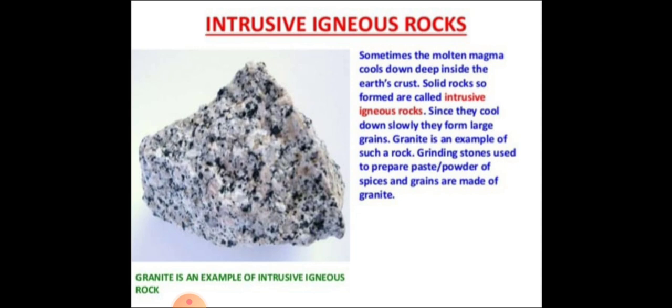Intrusive igneous rocks. Sometimes the molten magma cools down deep inside the earth. Solid rocks so formed are called intrusive igneous rocks. Since they cool down slowly, they form large grains. Granite is an example of such a rock. Grinding stones used to prepare paste or powder of spices and grains are made of granite.